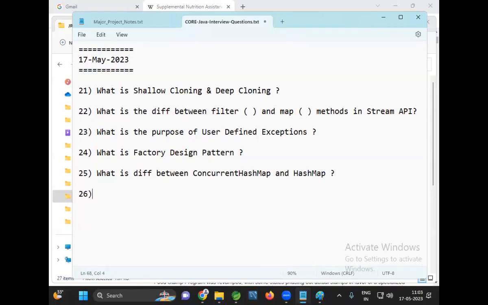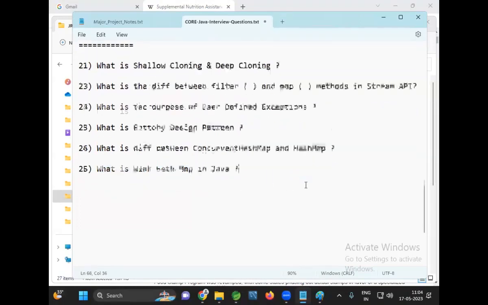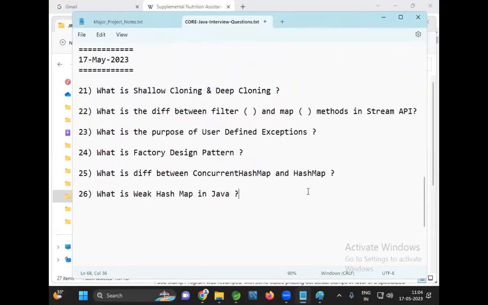What is weak hash map in Java? Shallow cloning, deep cloning, difference between filter and map methods in the stream API. What is the purpose of user defined exceptions? What is factory design pattern? What is the difference between concurrent hash map and hash map? What is weak hash map in Java?